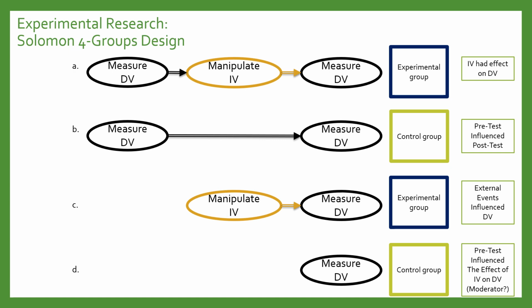So by analyzing the data in this way, you can isolate, is the independent variable the real cause of the observed differences in the dependent variable, while controlling for the influence of the pretest and external influences, which are confounds a lot of times in research.